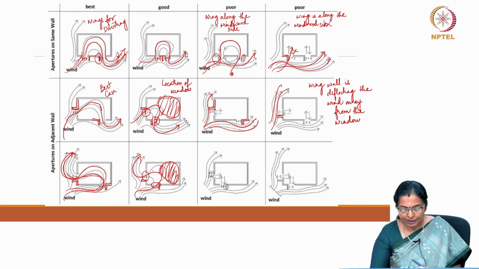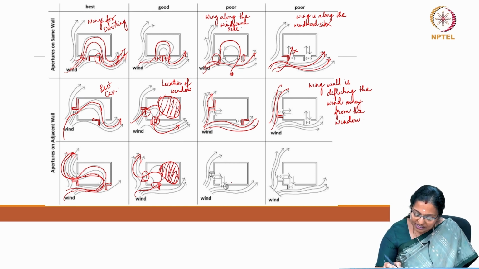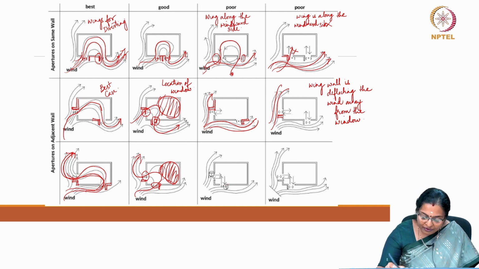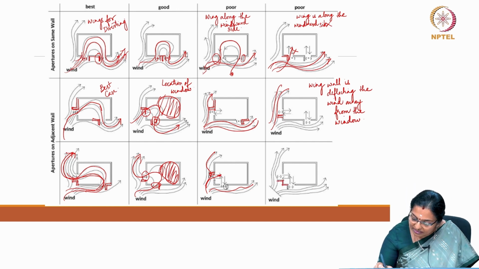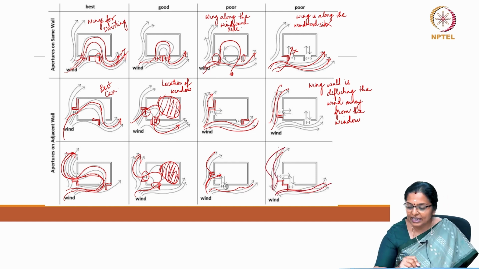it is a good strategy, but the disadvantage is the large amount of room where you cannot feel the impact of ventilation. This is a poor case scenario where your wing wall is actually deflecting the wind away from the room, and it is not encouraging the breeze to get inside, but it is encouraging the breeze to move out. And similar is a wing wall which is actually not allowing the breeze to get in.